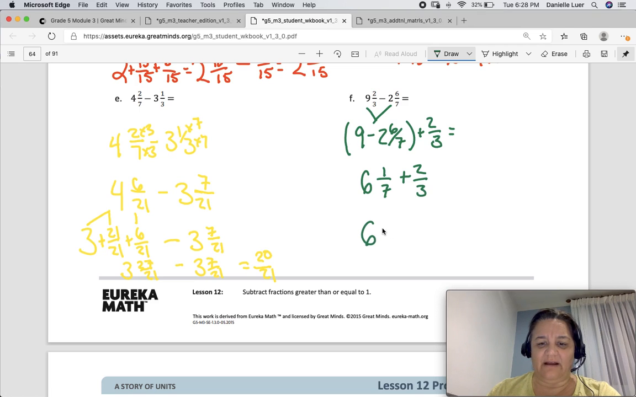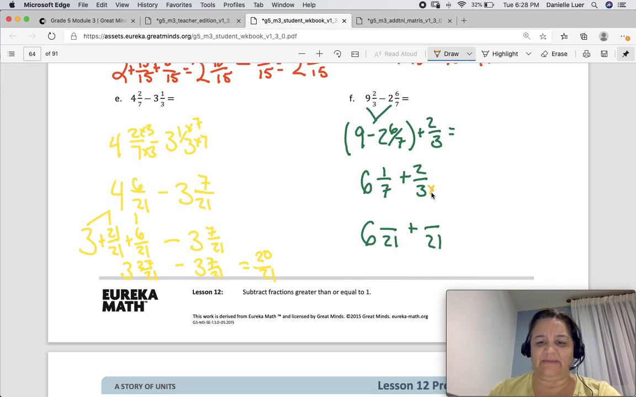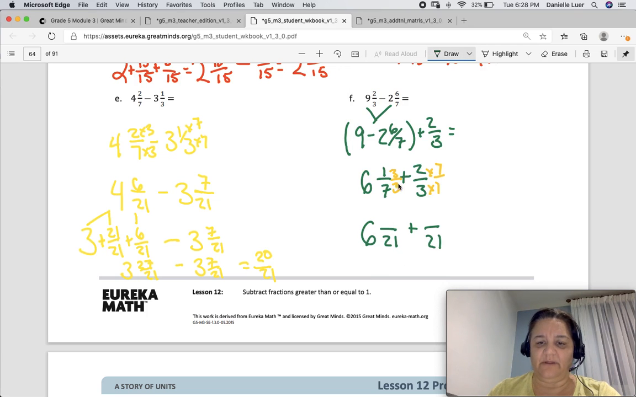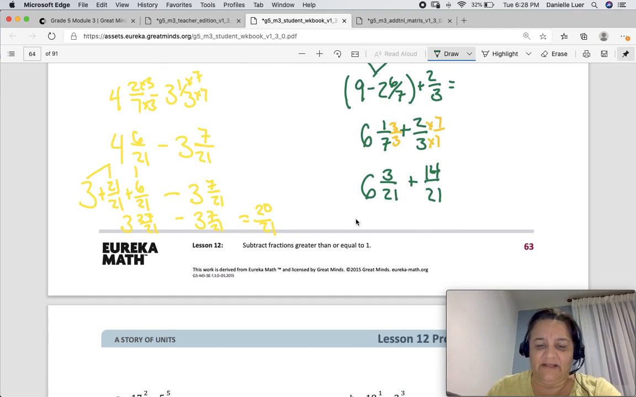And 6, and our common denominator is going to be 21. And here this will be 21. And in order to find that, I need to multiply this by 7/7 and this by 3/3. And my new answer, or I'm sorry, my new problem will be 3 21sts and 14 21sts. Okay. Now, can I subtract those? Nope, I still need one more step. So I'm going to have to turn this into 5.